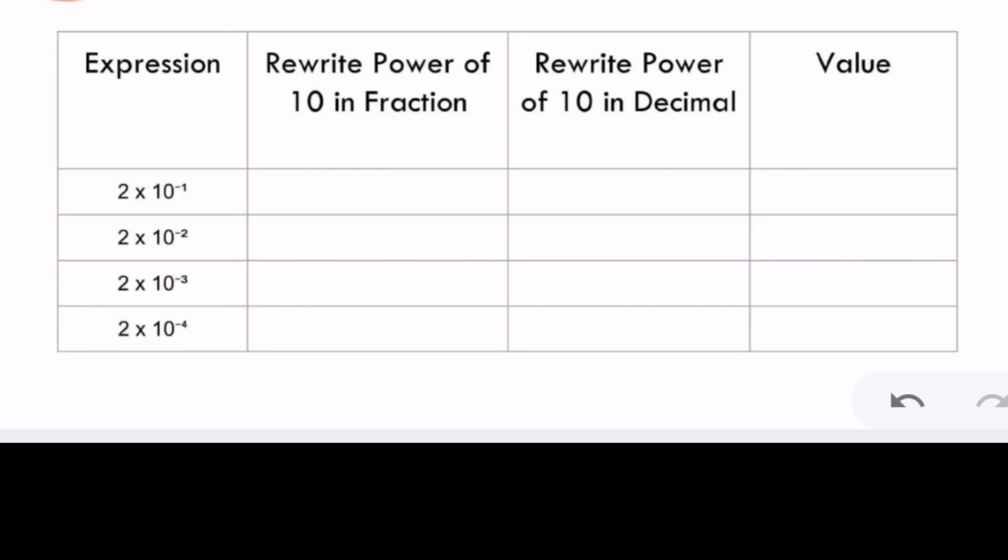At this point, what we are going to observe is what happens to a value as we multiply it by a negative power of 10. In this example, we have 2 being multiplied by 10 raised to negative 1, 10 raised to negative 2, 10 raised to negative 3, and 10 raised to negative 4. To get the values, we first convert the powers of 10 into fraction form, then into decimal, before we multiply. So let's have first 2 times 10 raised to negative 1. 10 raised to negative 1 is the same as 1 over 10, as per our earlier discussion. And 1 over 10 in decimal form is 0.1. Now 2 times 0.1 will give us 0.2.